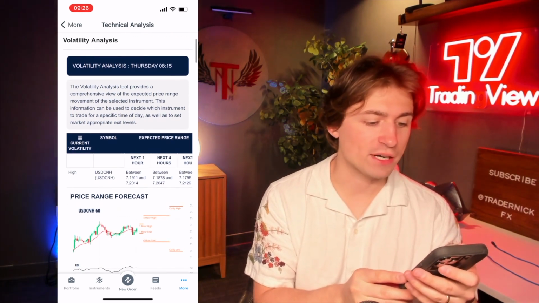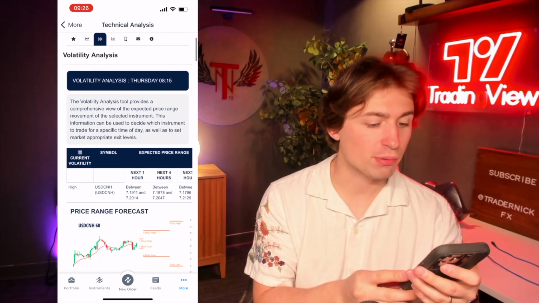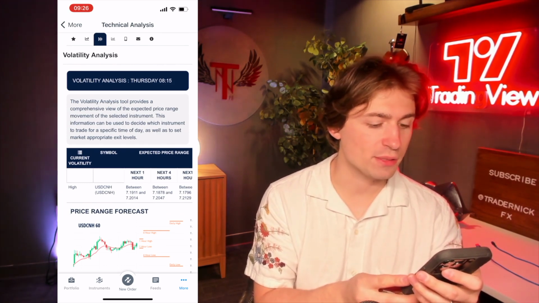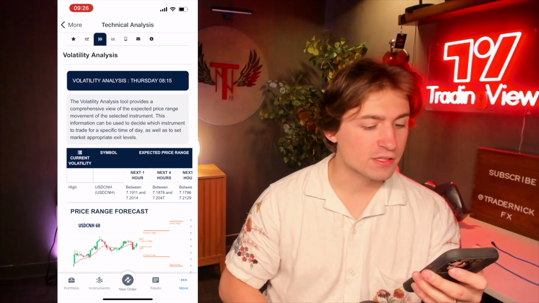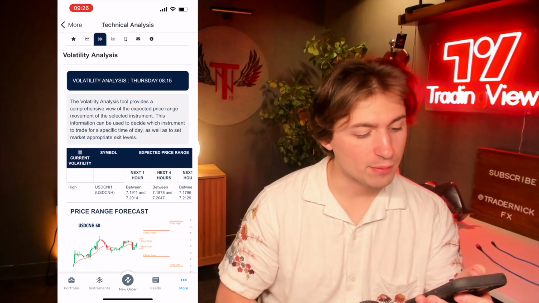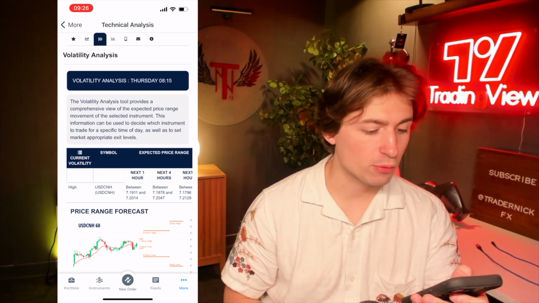The volatility analysis tool provides a comprehensive view of the expected price range movement of selected instruments. This information can be used to decide which instrument to trade for a specific time of day, as well as to set market appropriate exit levels.